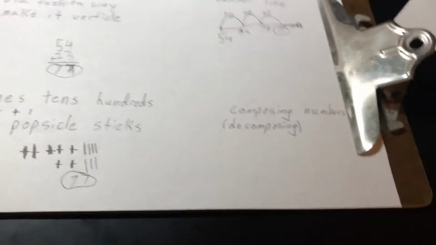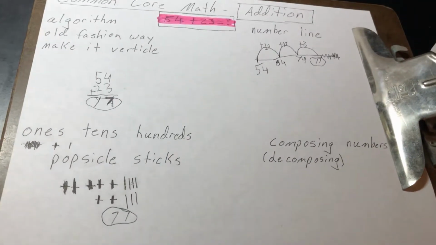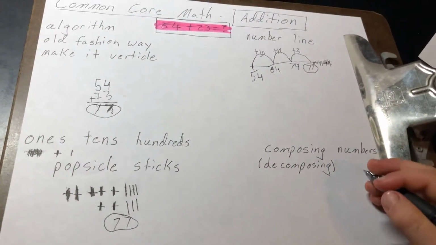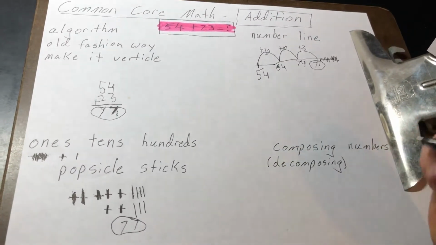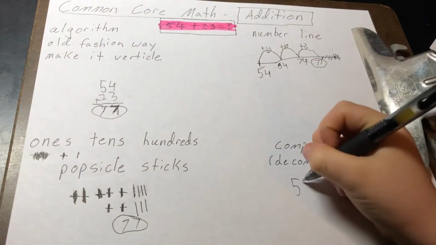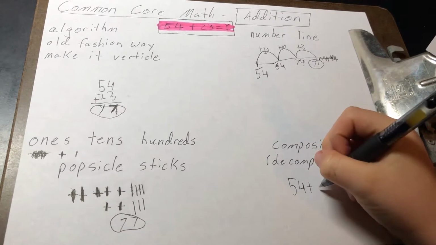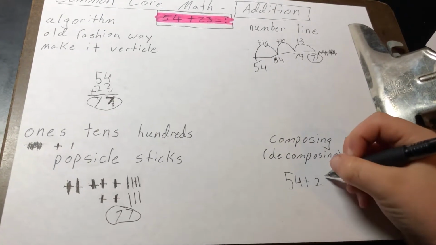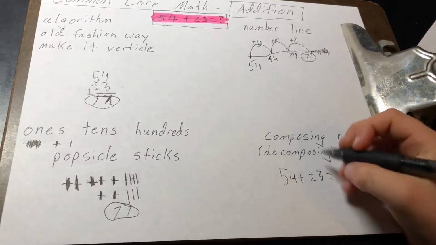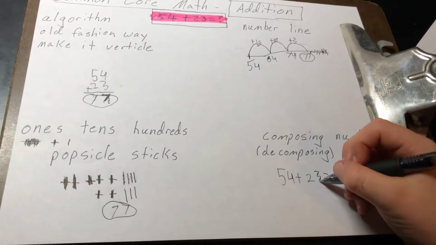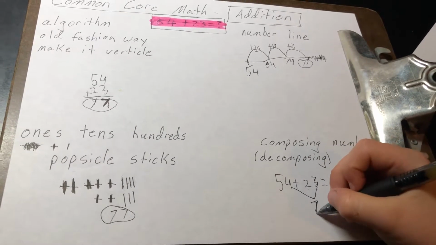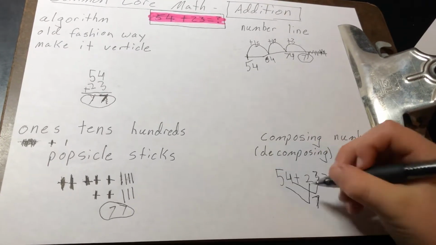And finally, let's do composing or decomposing numbers. Since this is addition, this will be composing numbers. All right, Ben, go for it, buddy. Okay, composing numbers. So we're going to do the same thing they did there. 54, oh, nice handwriting, plus 23. Excellent. Nice work. And then we're going to do the ones first. Combine the ones. 4 plus 3 is 7. Excellent. Now combine the tens.